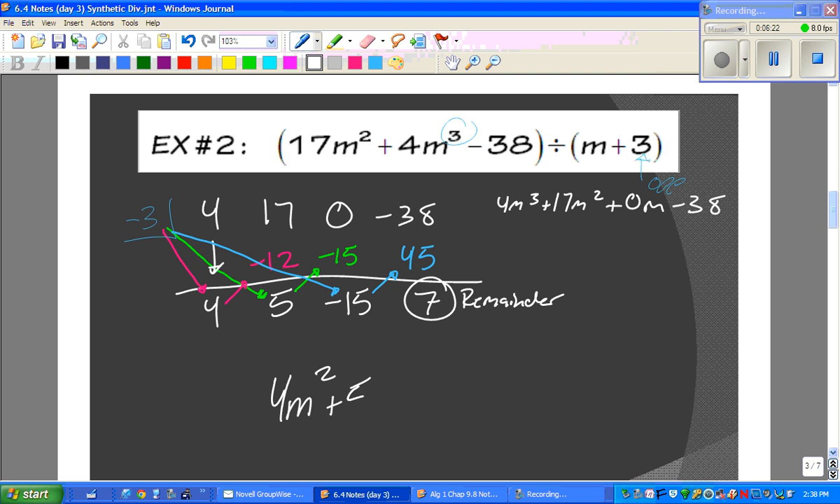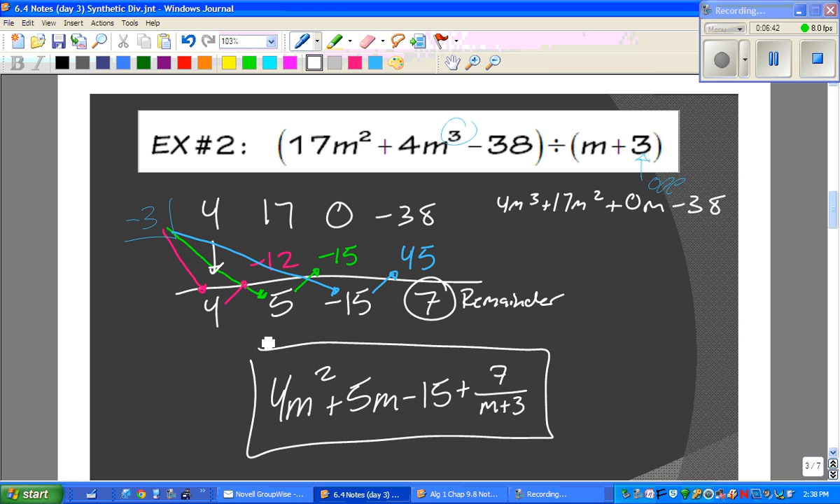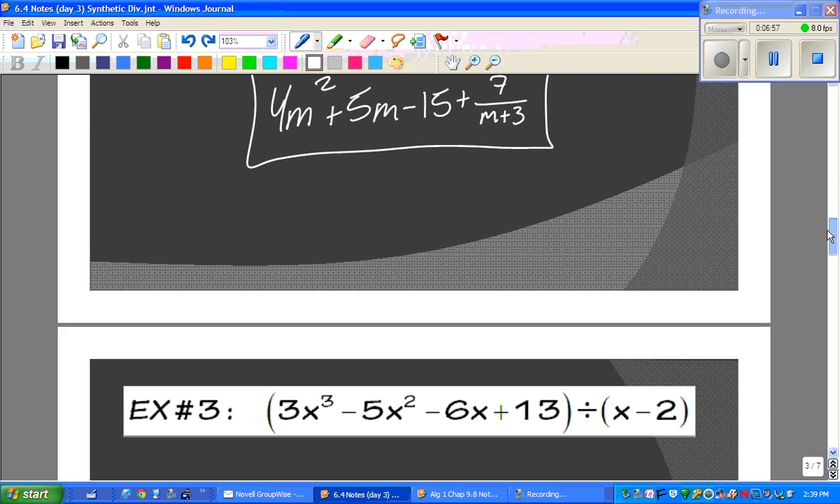So when we write our final answer, it's 4m squared plus 5m minus 15 plus 7 over m plus 3. And that's your final answer. Now, you realize you started with m cubed right here, but our answer was m squared. That's always going to happen. It's always going to be 1 less.